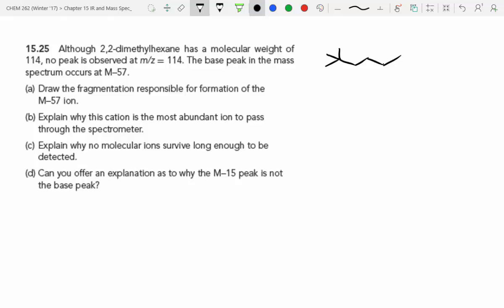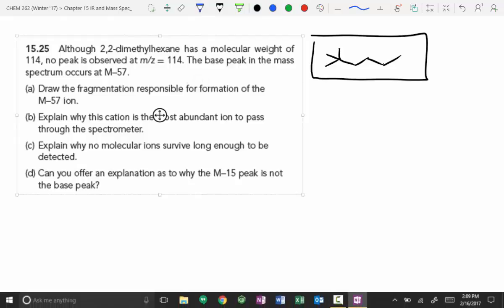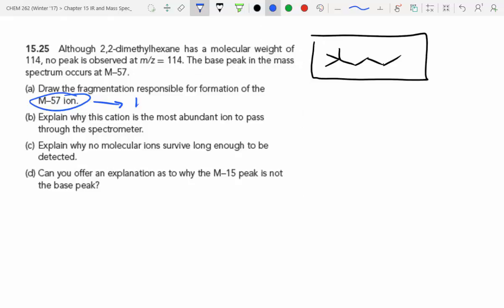So that's our molecule of interest, right? And it's saying you don't observe the parent peak. Instead, you observe a peak at mass minus 57. What do you think's occurring? What is mass minus 57, first of all? It's loss of butyl. Why are we losing a butyl group so easily?